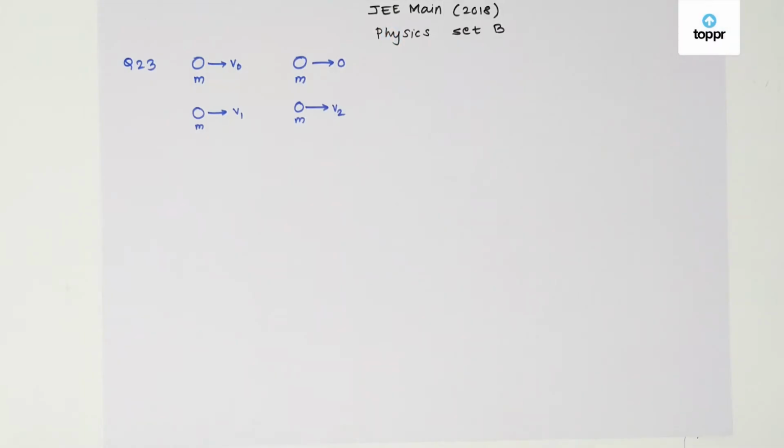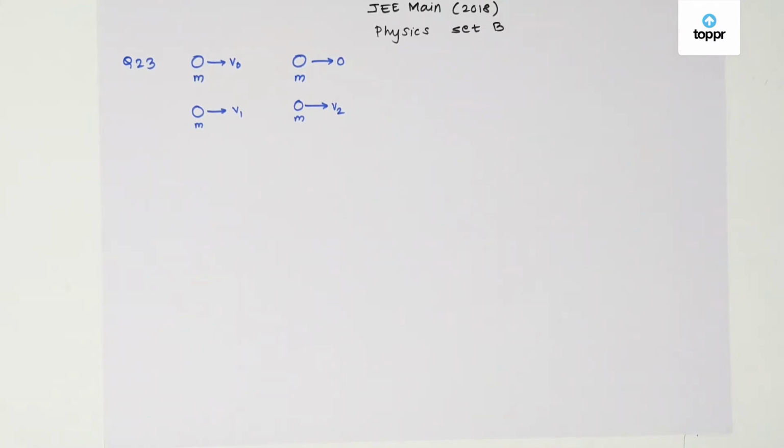So we are solving JEE Main question paper of 2018 Physics Set-B. Question is 23. The question is, in a collinear collision, a particle with an initial speed of v0 strikes a stationary particle of the same mass. If the final total kinetic energy is 50% greater than the original kinetic energy, the magnitude of relative velocity between the two particles after the collision is.